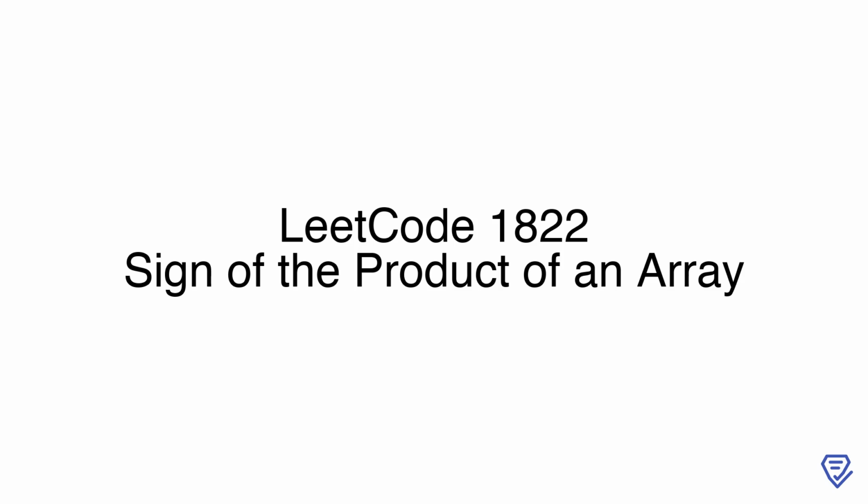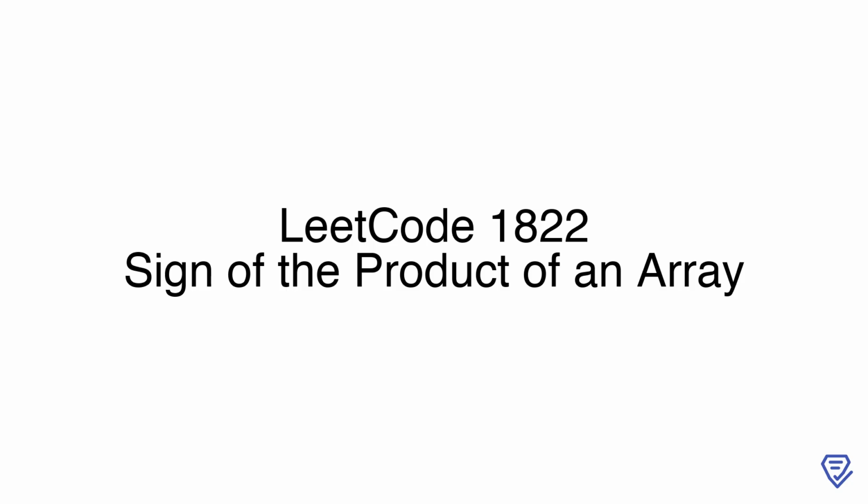Welcome to this problem walkthrough. Today, we'll explore LeetCode problem number 1822, sign of the product of an array. This problem challenges us to determine the sign of the product of all elements in a given array. We'll break it down step by step, examine the best approaches, and discuss its complexity.